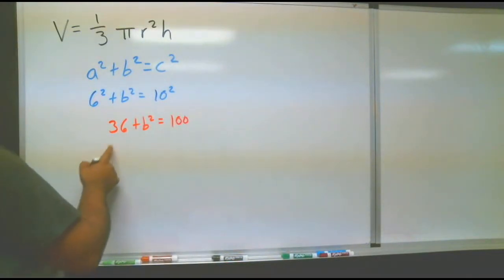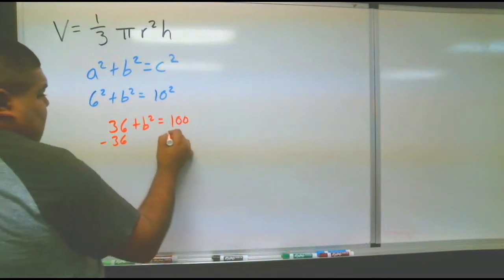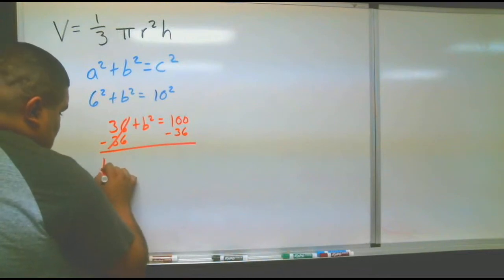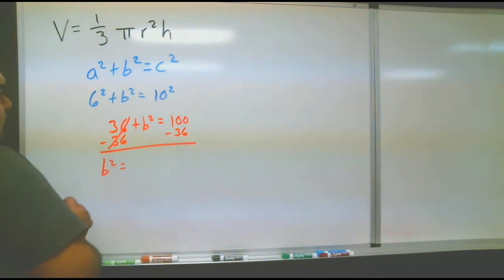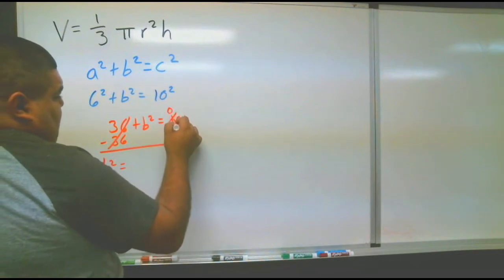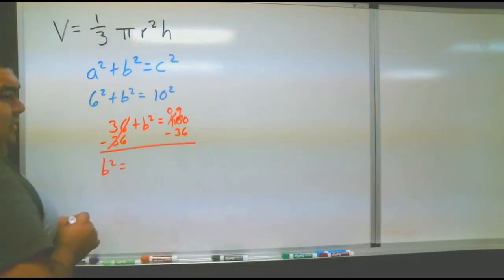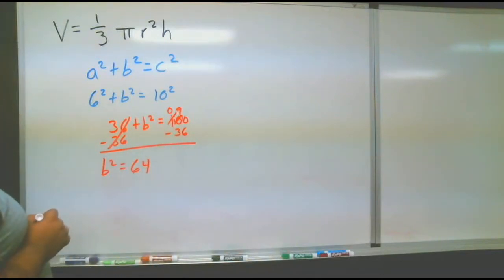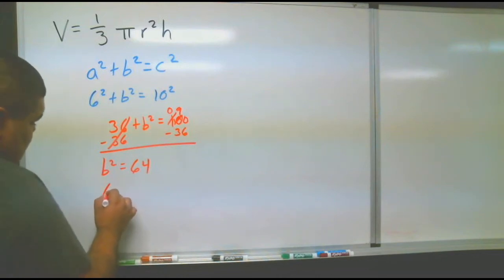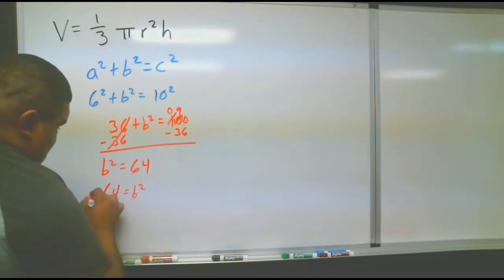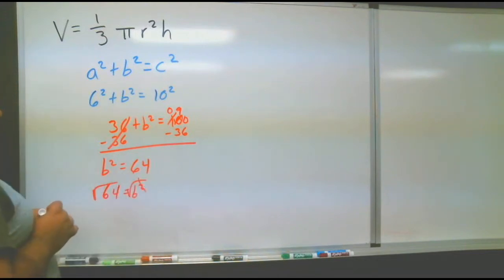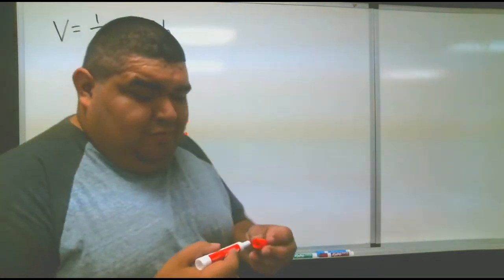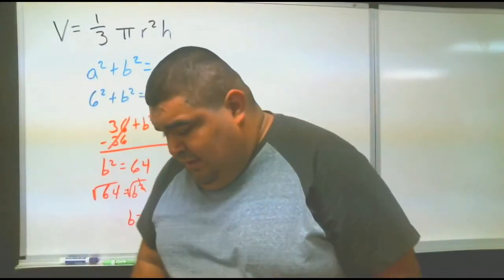In order to isolate B squared, we have to get rid of the 36. Since it's positive, we do the opposite and subtract. So B squared equals 100 minus 36, which is 64. 64 equals B squared, so we take the square root of both sides to cancel the exponent. So B equals 8, because the square root of 64 is 8. So that's our height.